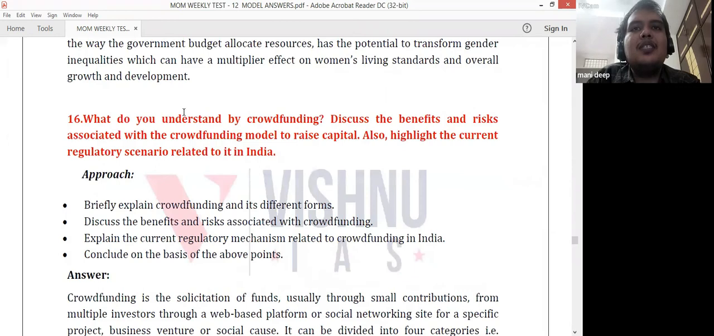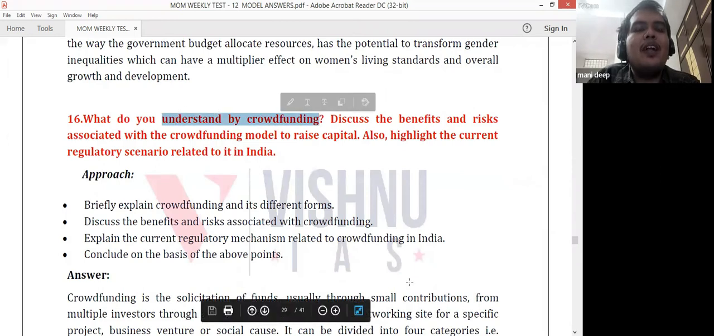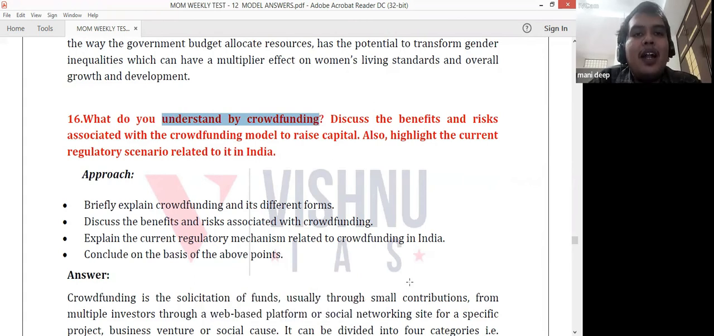Next question is regarding what you understand by crowdfunding. The word in itself is the answer. Crowdfunding is nothing but funding from the crowd, that is, from peer to peer. For example, you have an idea in your mind and you go to your friends and they fund your project. That is crowdfunding. You are not going to any institution or cooperative bank, but it is a peer-to-peer transaction. So this you can write as an introduction.